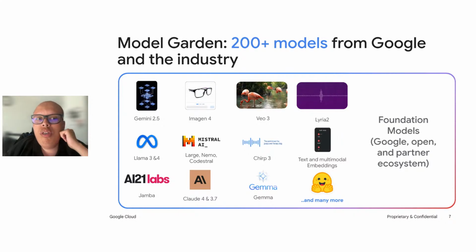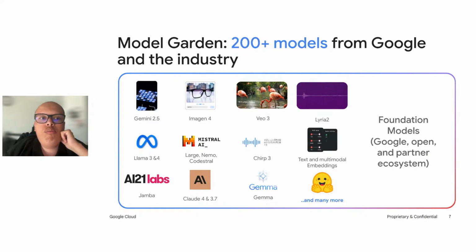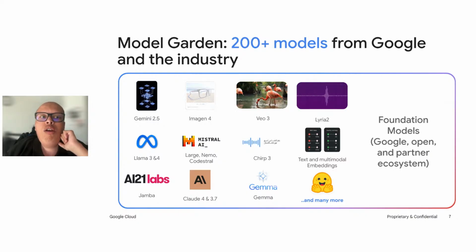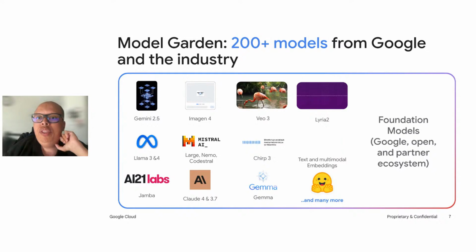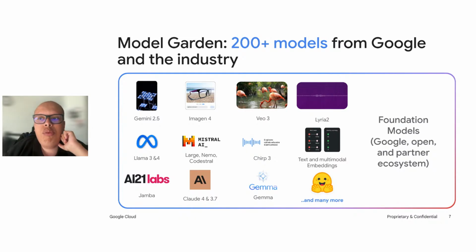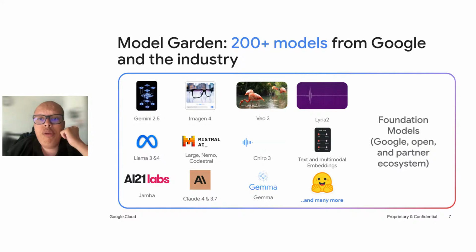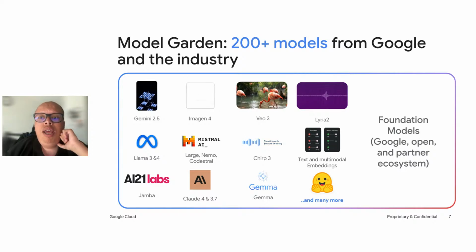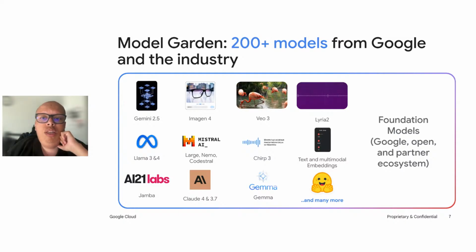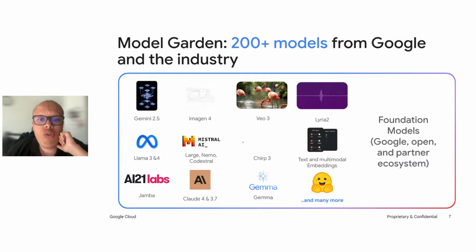Throughout Model Garden, you have more than 200 models from Google and the industry. You get access to our flagship Gemini and Imagen models, embedding models from Google, and managed models from leading providers such as Anthropic, Meta, Mistral, and more. And if you want to self-host open source models, you can do that as well using models of your choosing.